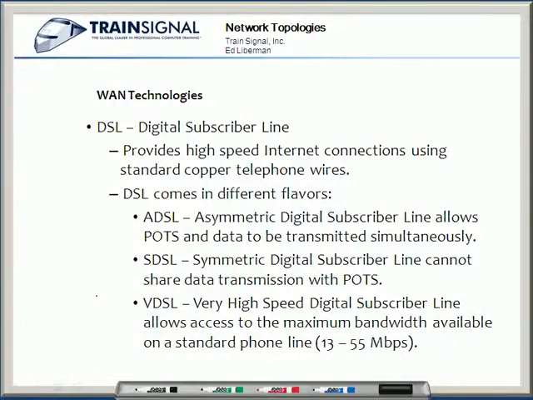DSL provides high-speed internet connections using the standard copper telephone wires. Right? In other words, DSL, who provides this to you? The phone company, that's right. Well, DSL also comes in different flavors.